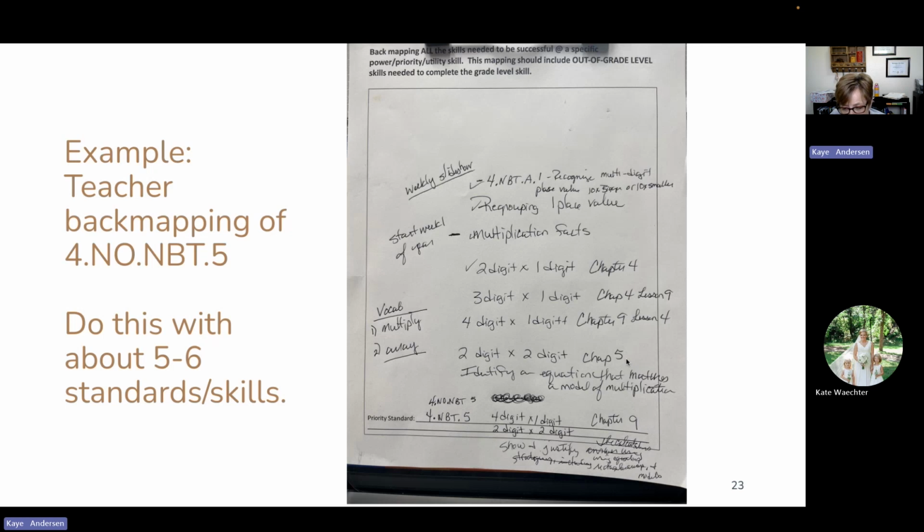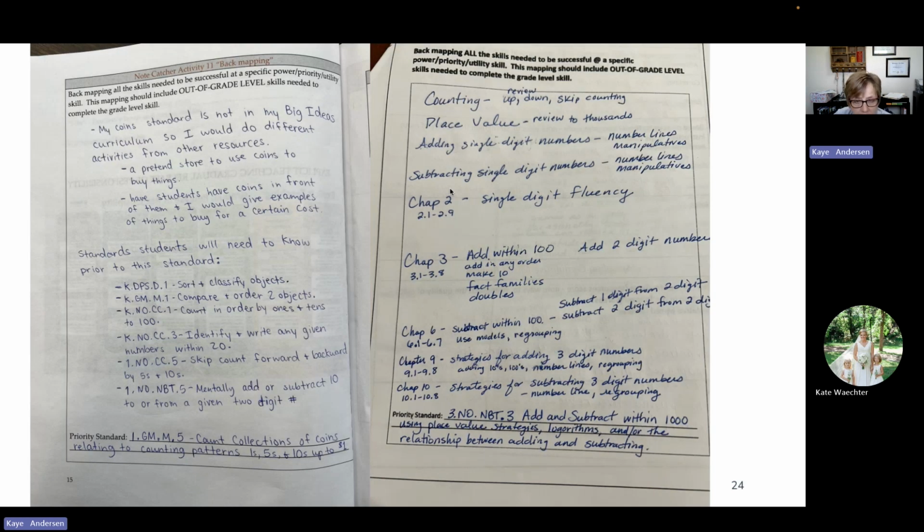Well, you can see that some of the skills that the teacher and I identified occurred in chapter 4. This occurred in chapter 9. These went back to chapter 4. But these two here, the regrouping with place value and multiplication facts, they're out of grade level standards that a student should have already mastered in order to be successful at this skill. And so the teacher made a note that she would incorporate these things into her weekly slideshow. So let's take a little bit deeper look into what this might look like.